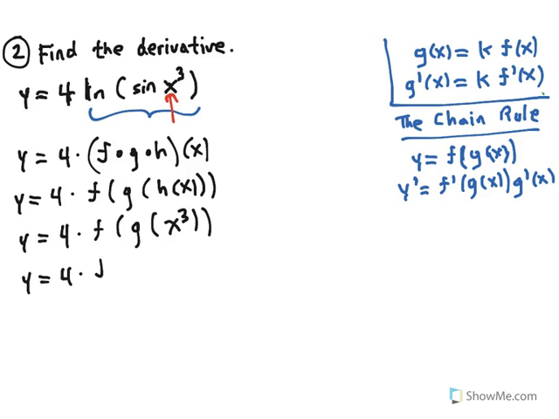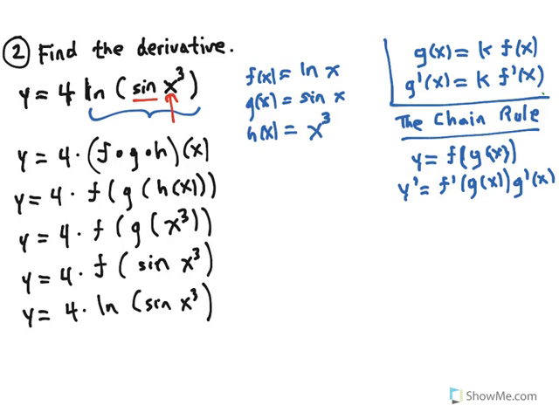The middle function in our composition of three functions is what we're doing second. We're taking sine of x cubed, so the function g, the middle function, is the sine function. And the outside function is what we're doing third. We're taking natural log, so we have the natural log of sine of x cubed. Our three functions are, the insidemost function is h of x, the middle function is g of x, and the outsidemost function is f of x.